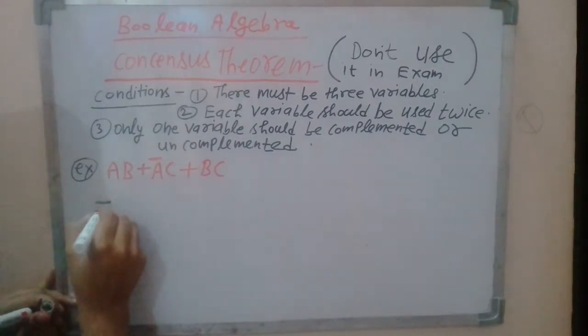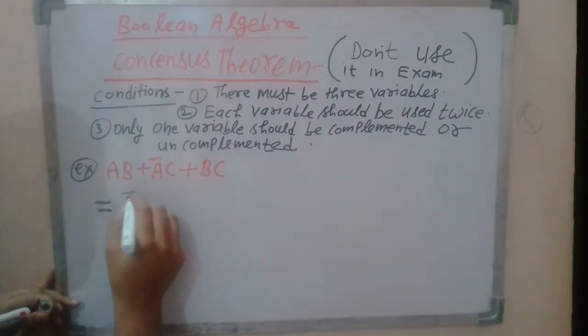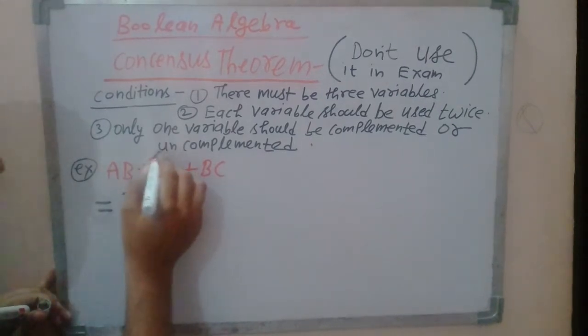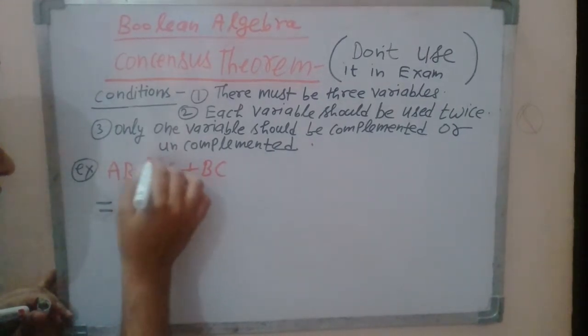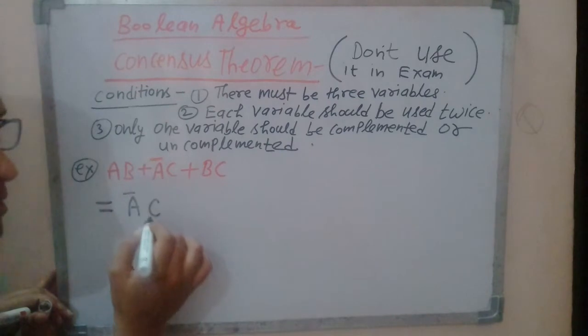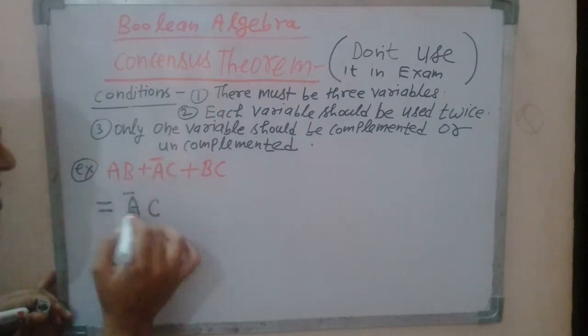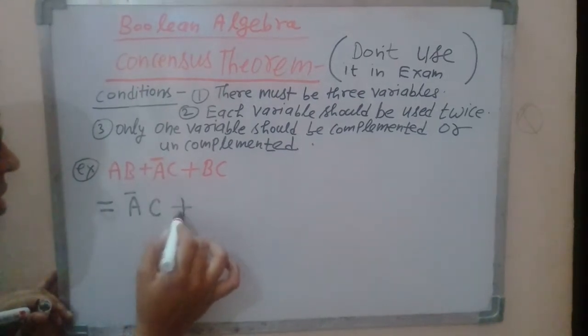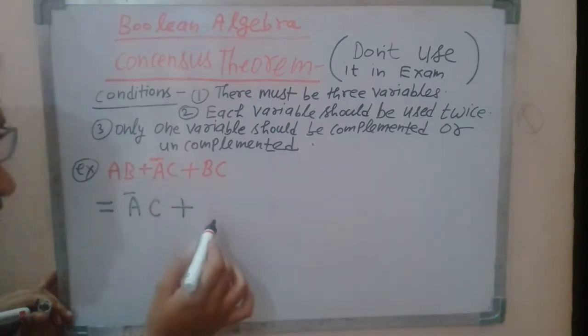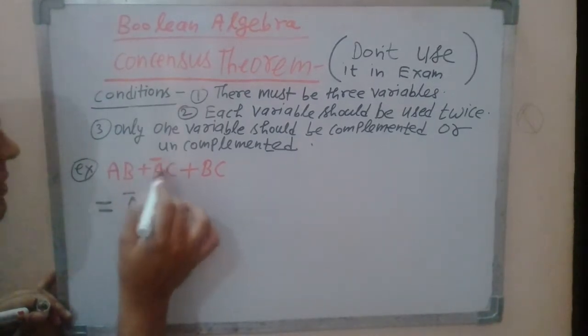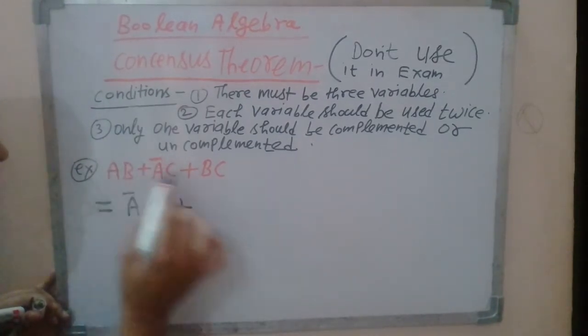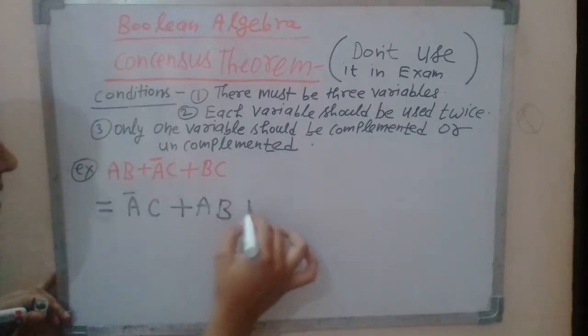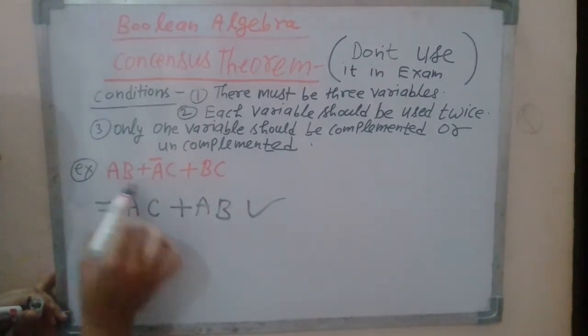First of all, note down that complemented variable. What is that? A bar C. Write down that term in which you find the complemented term or uncomplemented term. So A bar C right here. Now write the related terms. What is the related term of A bar C? See here, related term is AB. Why am I saying related term is AB?